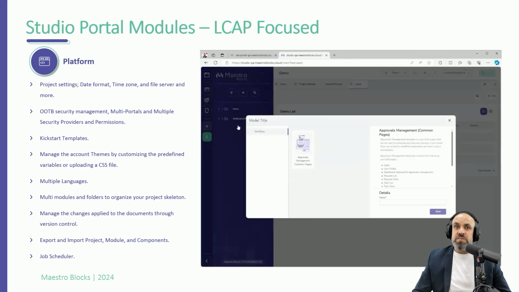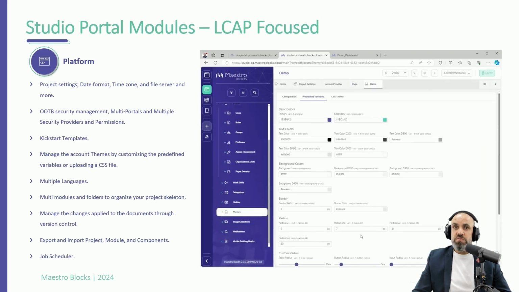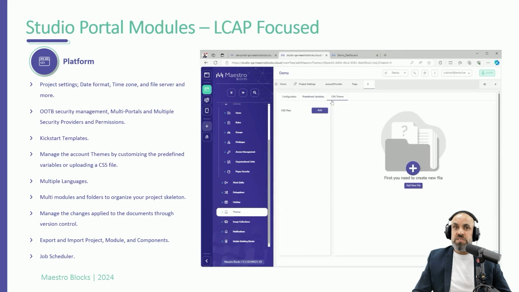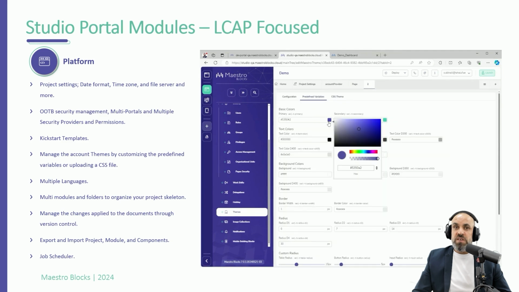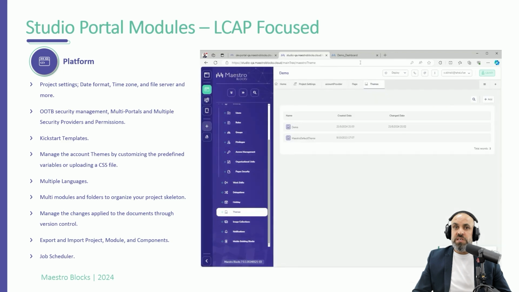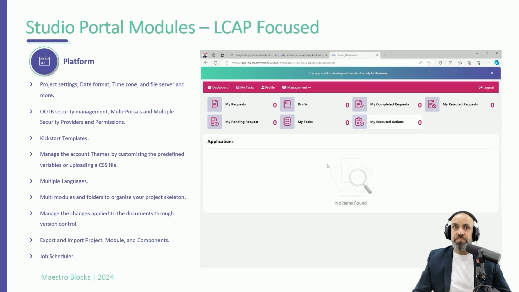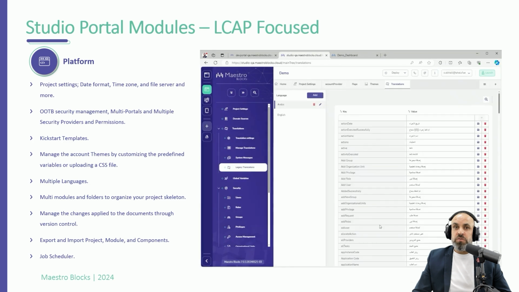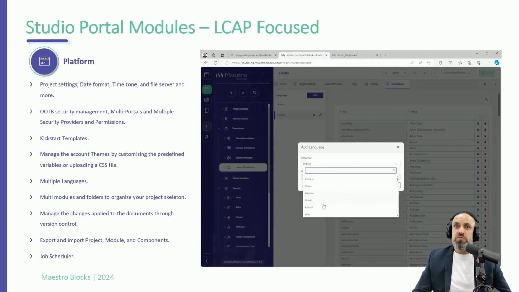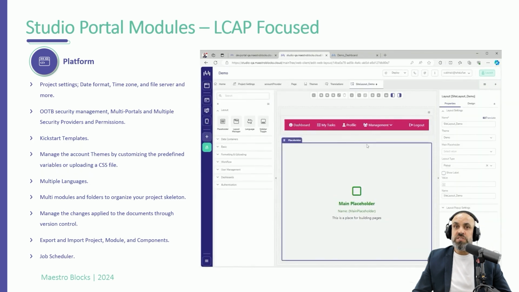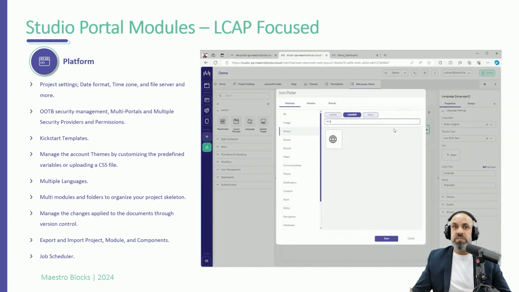Kickstart templates. Here you can begin a new project by selecting a Kickstart template that's close to your project business needs. Then, if you want to apply your company theme on the project, our themes module allows you to manage your design properties from a centralized place, which is applied directly onto all your pages automatically and based on your preferences. Multilingual support. You can easily add translation to support multiple languages for your project, including right to left like Arabic.